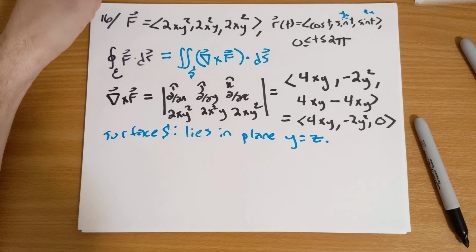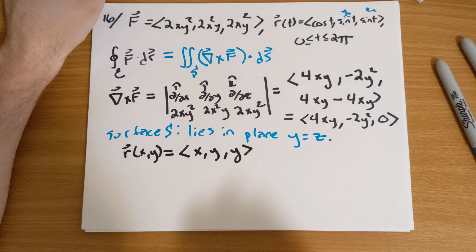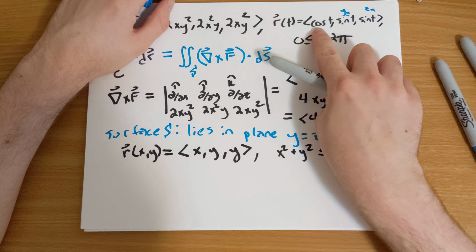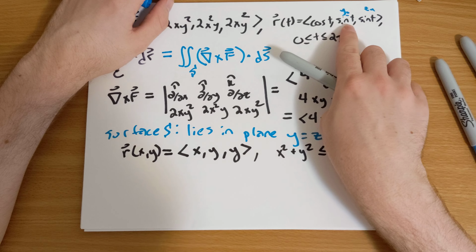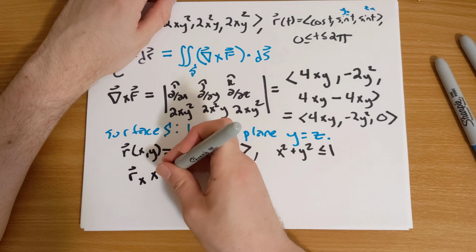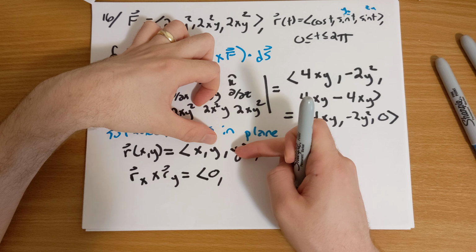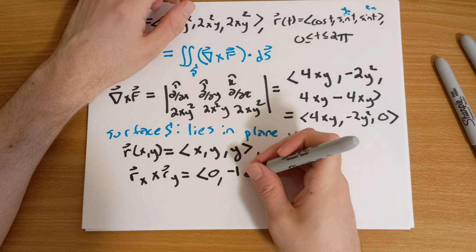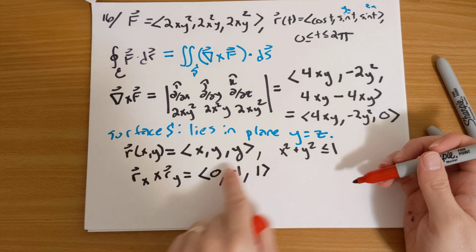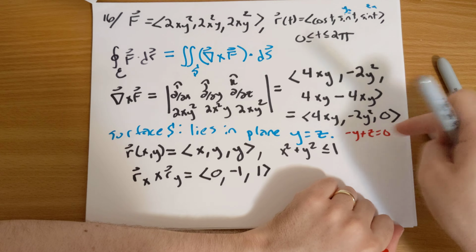So we can parametrize our surface, r of x, y, as x, y, y, because z is equal to y here, with bounds x squared plus y squared at most 1. That's because the projection of the boundary into the xy plane has x equal to cosine t and y equal to sine t, which is just a circle of radius 1. So that's our region of integration. To find a normal vector, the partial derivative with respect to x is 0, and the negative partial derivative with respect to y is negative 1, and then 1. So here's our normal vector, 0, negative 1, 1. This corresponds nicely: if we move y to the other side, we have negative y plus z equal to 0, and 0, negative 1, 1 is a vector normal to this plane.